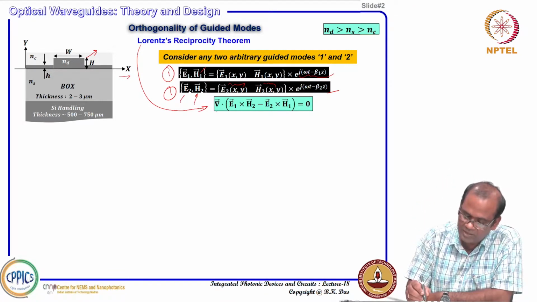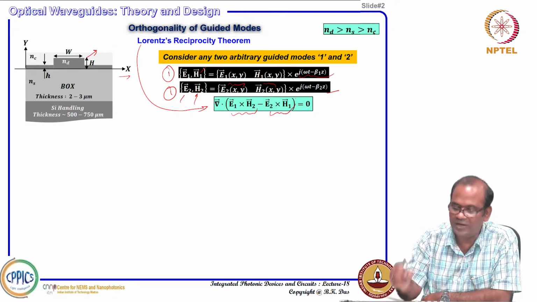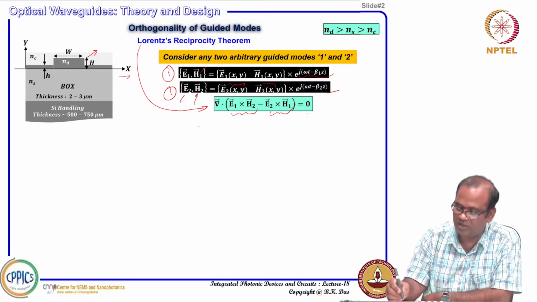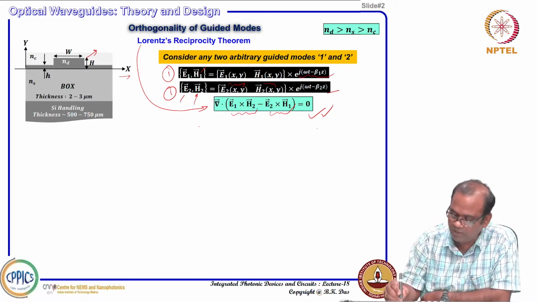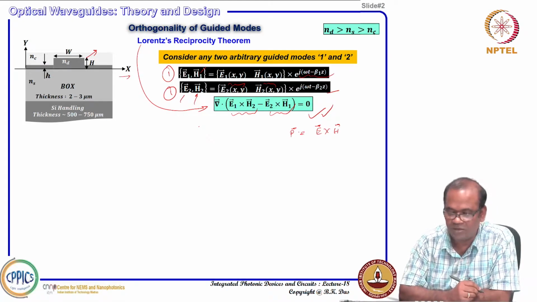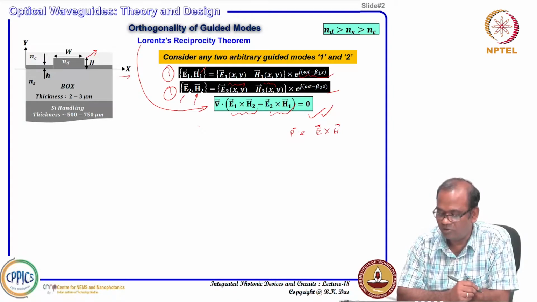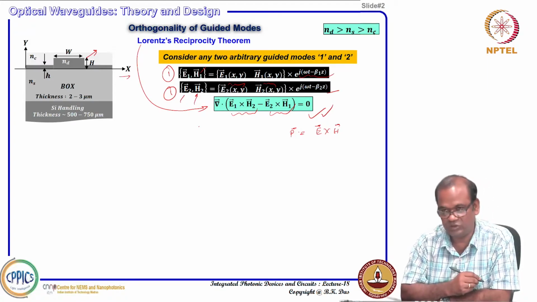So that is, say, the divergence of E1 × H2 and E2 × H1. If you subtract them and take a divergence, then it will be 0. That is actually the Lorentz reciprocity theorem. You know that E cross H is known as the Poynting vector, right? It is called the Poynting vector. That means energy flows perpendicular to both E and H.